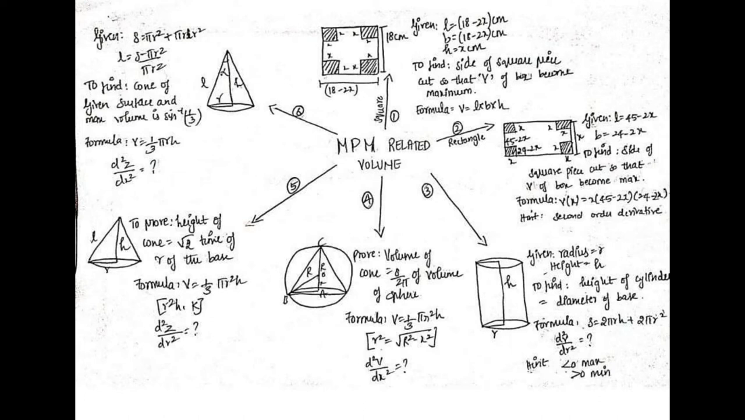R square h into k. To find d square z by dr square is equal to what? Sixth. Given surface area is equal to pi r square plus pi r square h. L is equal to s minus pi r square by pi r square. To find cone of given surface and maximum volume is sine inverse of 1 by 3. Formula. Volume is equal to 1 by 3 pi r h. D square z by dx square is equal to what?